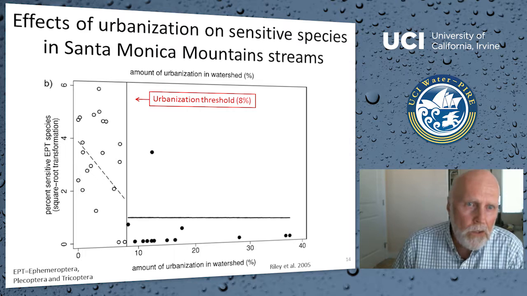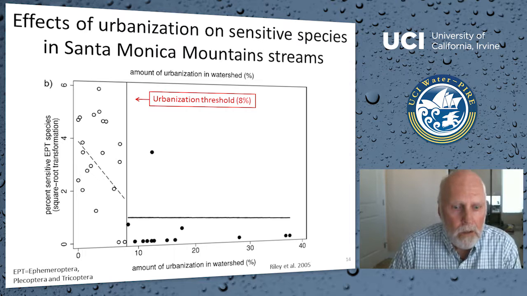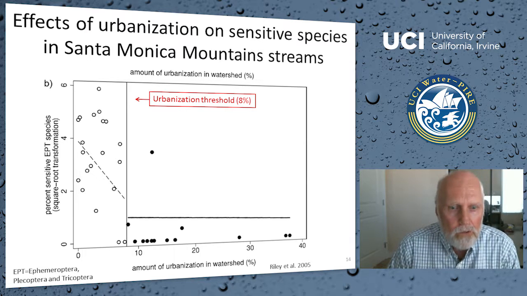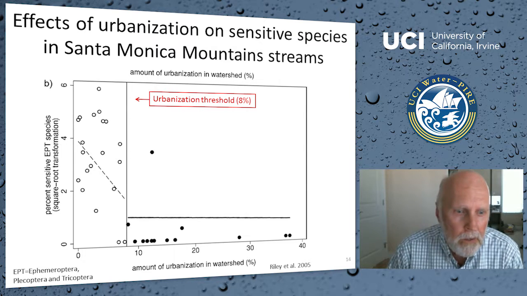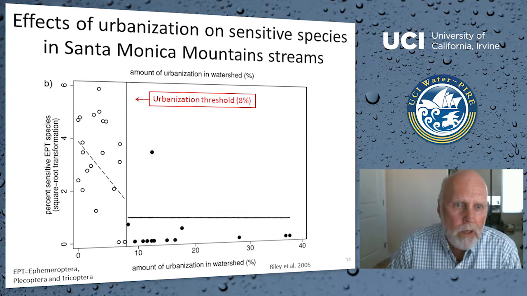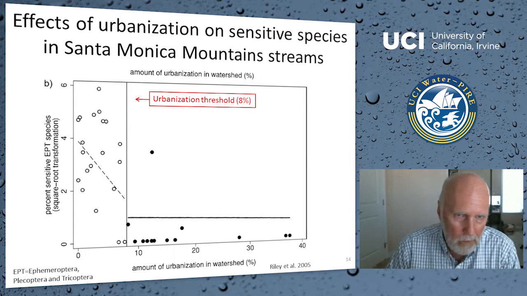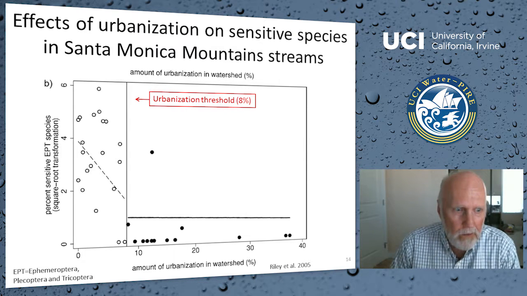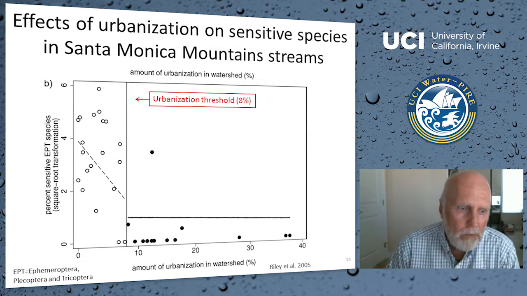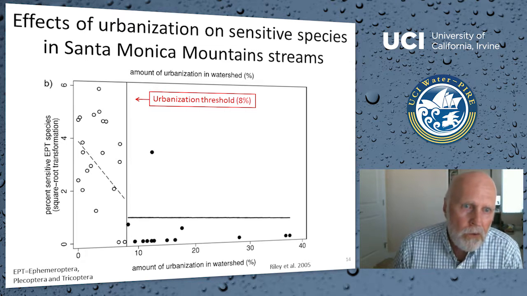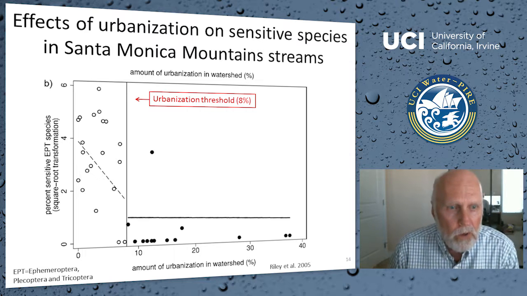So that has consequences on the species. There's many different ways that we can look at this, but in streams, when we're interested in stream health, we often look at the invertebrate taxa, and there are some groups that are known to be sensitive to pollution and other sorts of disturbances. And probably the most popular group to look at are these EPT taxa, Ephemeroptera, Plecoptera, and Trichoptera. And so what this graph shows is a plot of the percent of all the invertebrates that were sensitive EPT species plotted against the amount of urbanization in the watershed.